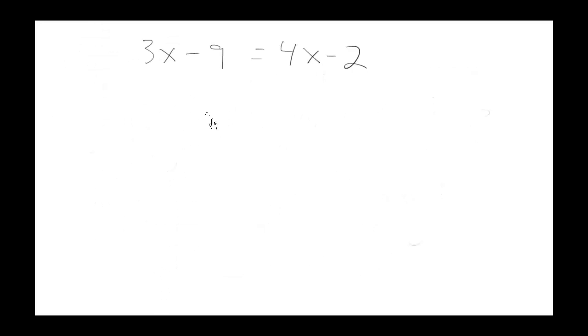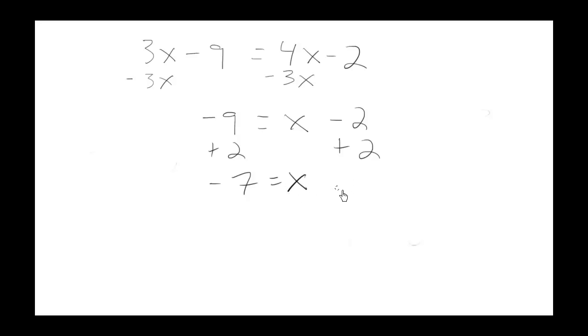Okay, so at this point I need to get x's on one side and constants on the other. It doesn't matter which way you do it, but I think it makes the most sense to move these 3 x's over there. So I'm going to subtract 3x on both sides. This minus is attached to that 9, so this is minus 9 equals 4x. I take 3 away, leaves me with x minus 2. Last step, I move that 2 over, and we get our possible solution, which is x equals minus 7. And now I'm going to do the check.